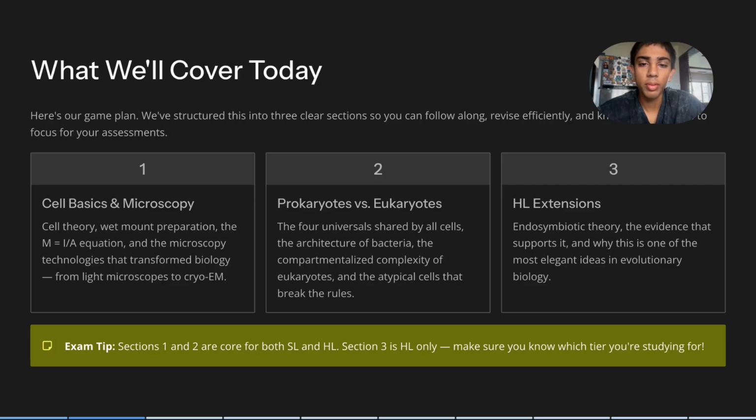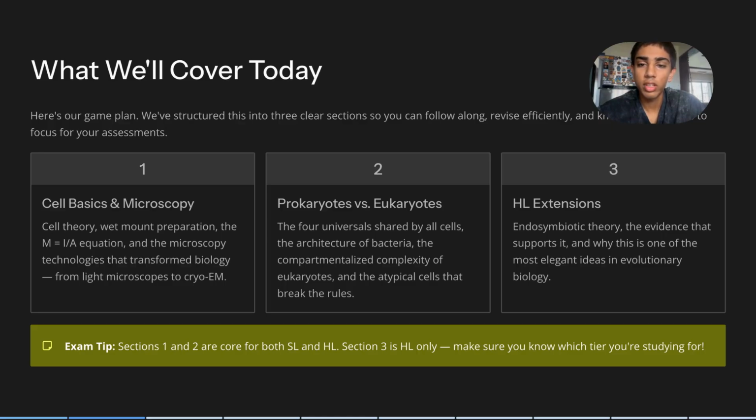We'll start with the fundamentals of cell theory and then microscopy skills you must know for paper 3. Then we'll map out our cellular architecture across prokaryotes, eukaryotes, and the weird atypical cells that break the rules. Finally, the HL students will explore how complex life actually evolved through endosymbiosis.